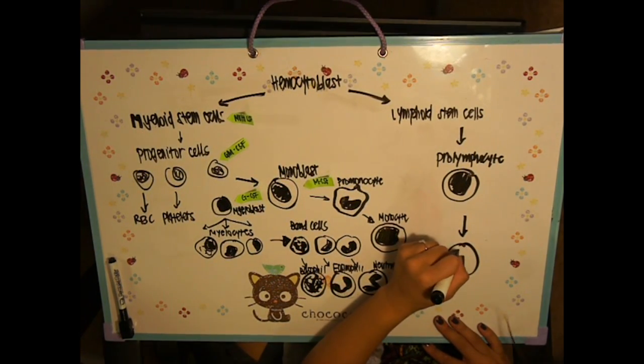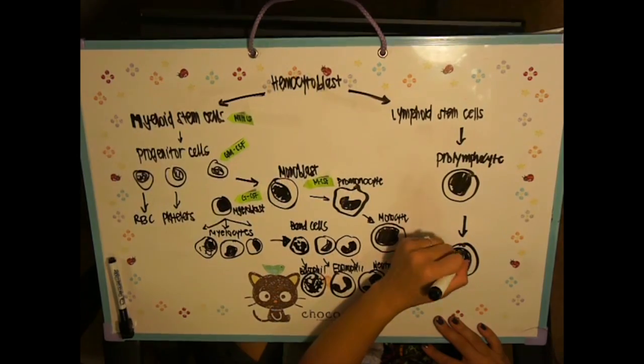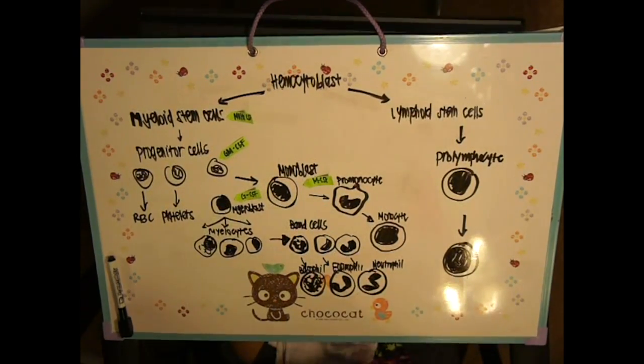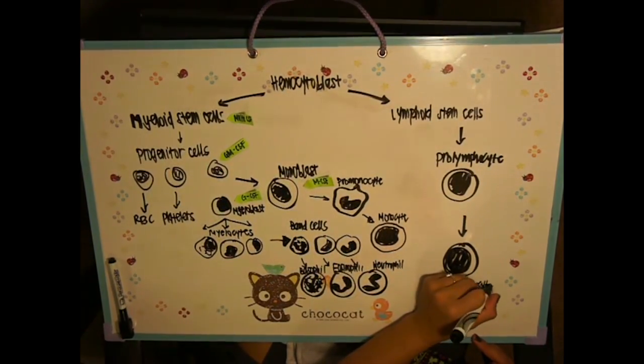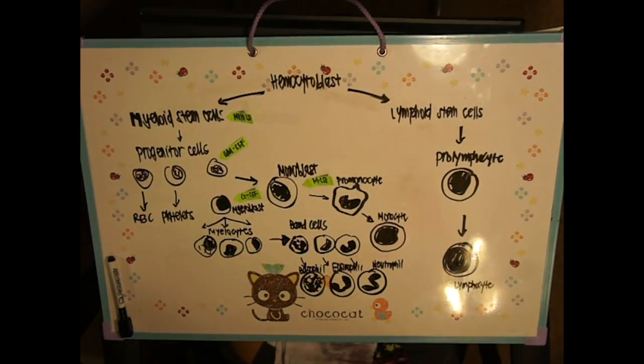Lymphocytes come in two types, B and T lymphocytes. B lymphocytes produce antibodies and release them into the bloodstream to circulate and attack foreign particles. T cells help to fight infection.